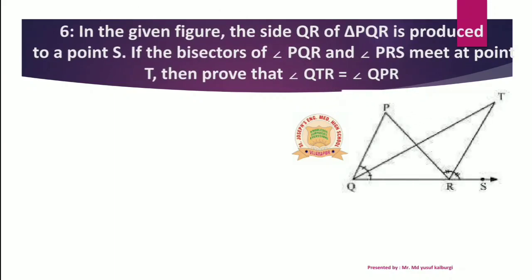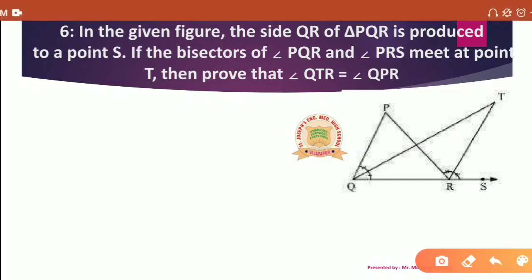In the given figure, just see the figure, there is a triangle PQR. Side QR is extended or produced to point S. If the bisectors of angle PQR and angle PRS, this is the bisector of angle PQR and this is the bisector of angle PRS, meet at point T.